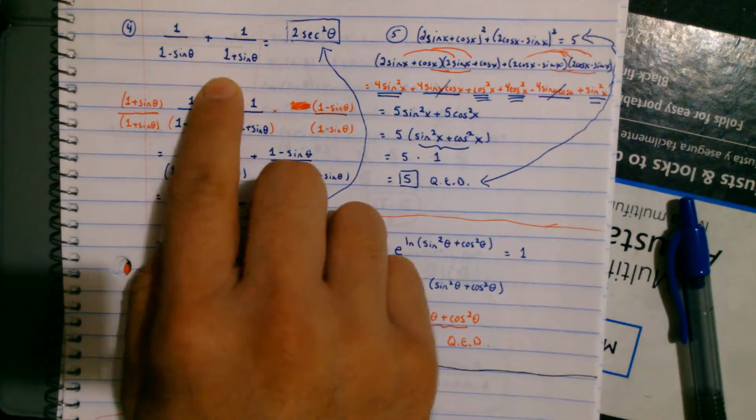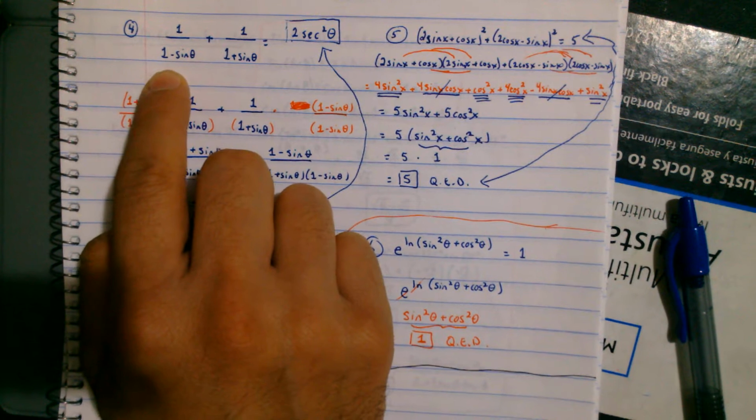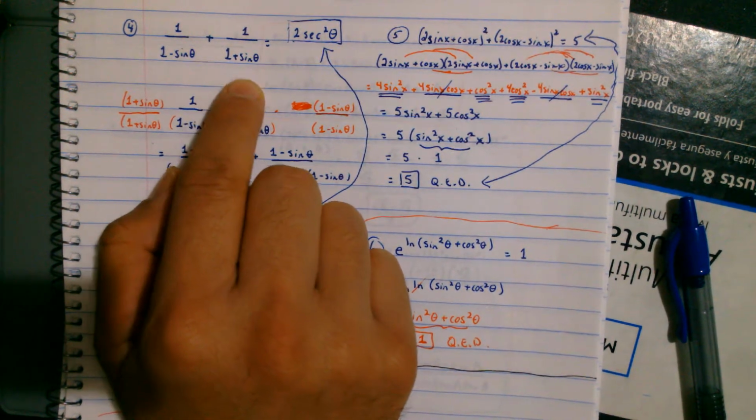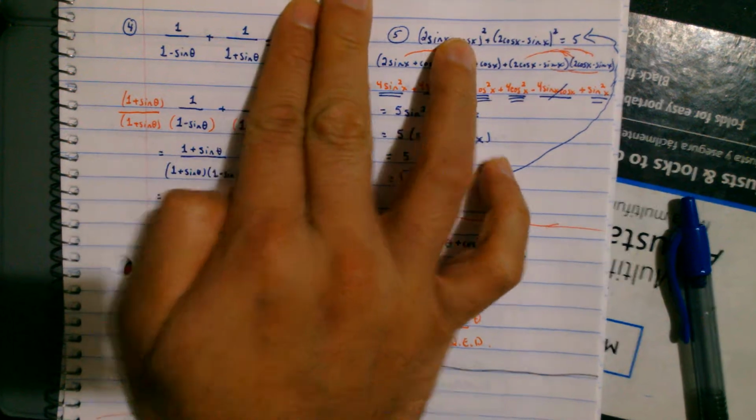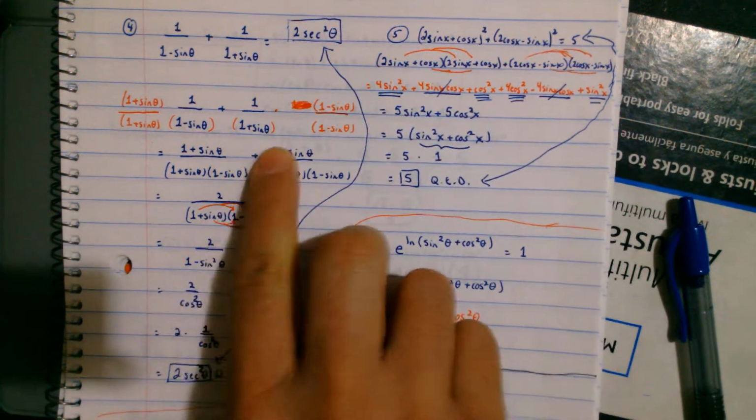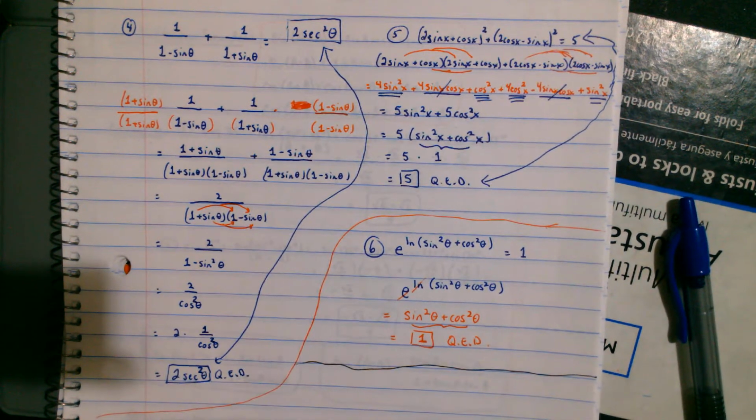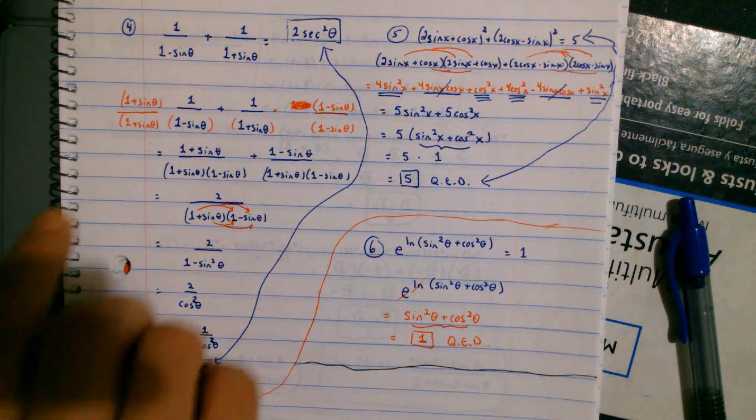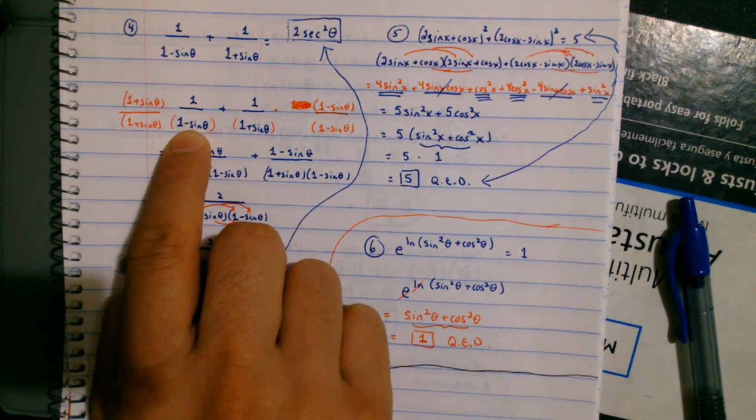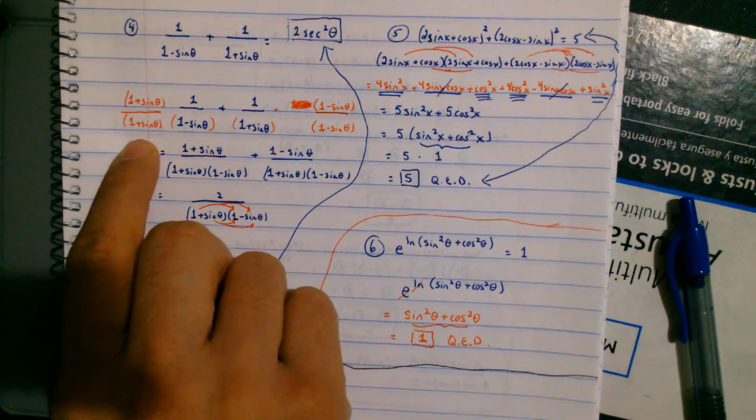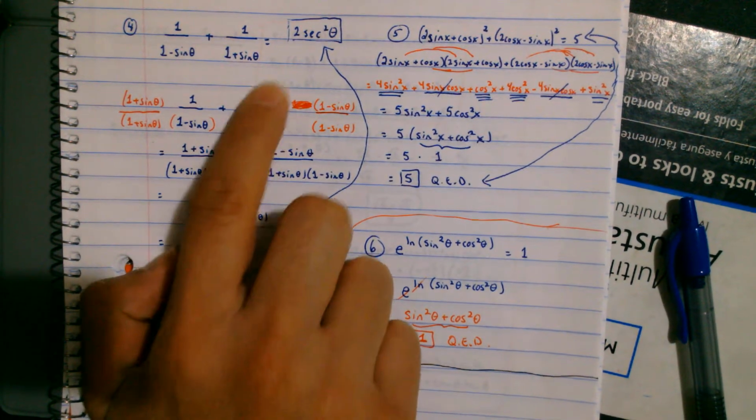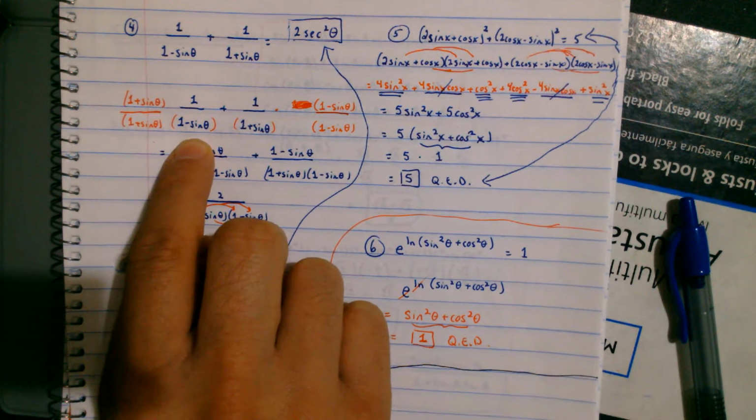This one involves fractions. So 1 over 1 minus sine theta divided by 1 over 1 plus sine theta equals 2 secant squared theta. So I'm going to start essentially with the left-hand side. I'm going to try to get common denominators. So I'm going to multiply one fraction by the denominator of the other one. The first fraction, top and bottom, by the denominator of the second one. The second fraction, top and bottom, by the denominator of the first one.